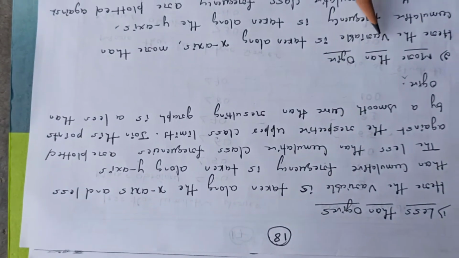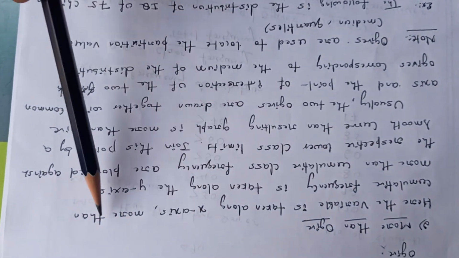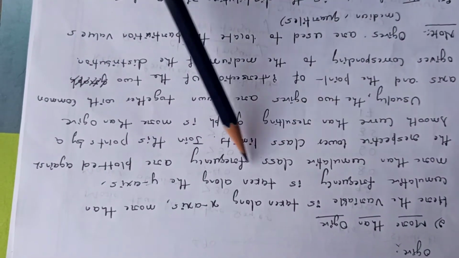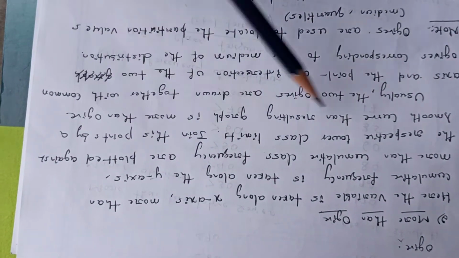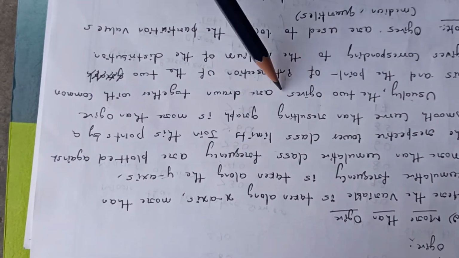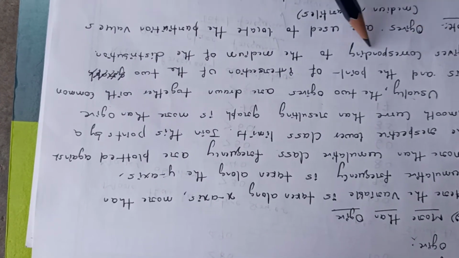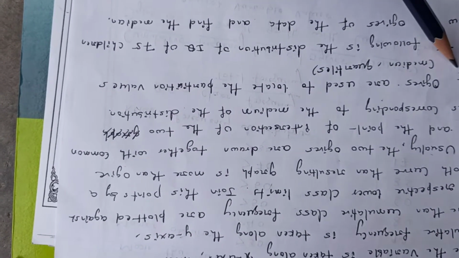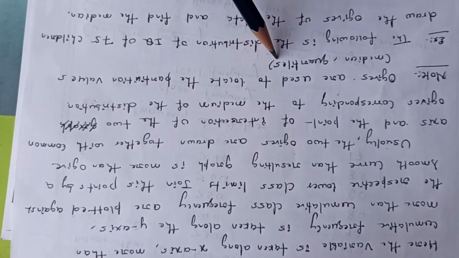Here we have a definition of more than ogive. The variable is taken along the x-axis, more than cumulative frequency is taken along the y-axis. More than cumulative class frequencies are plotted against the respective lower class limits. Join these points by a smooth curve, and the resulting graph is more than ogive. Usually the two types are drawn together with common axes, and the point of intersection of the two ogives corresponds to the median of the distribution. Here we have a note: ogives are used to locate the partition of values, that is median and quartiles.